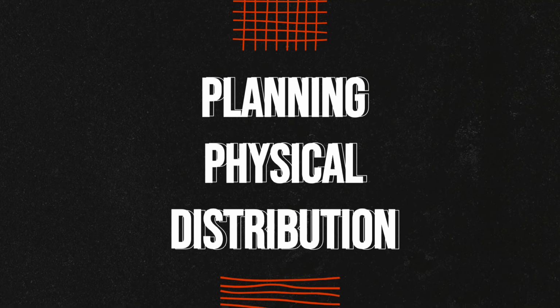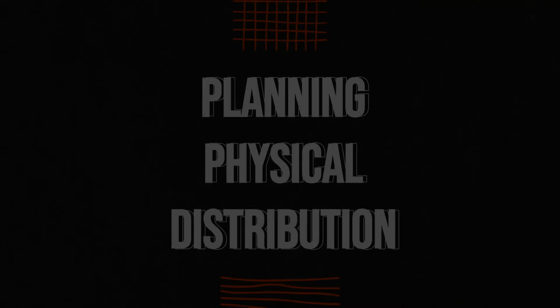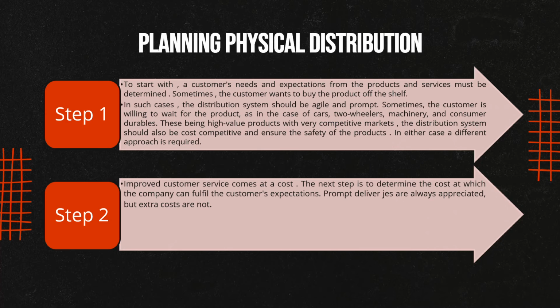Now, let's go to planning physical distribution. There are 5 steps in planning physical distribution. The first step is to start with the customer's needs and expectations. The customer's expectation from the products and service must be determined.